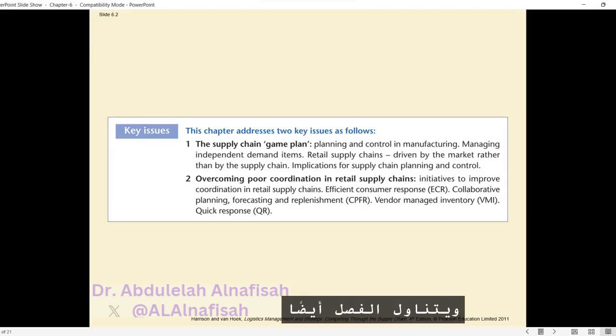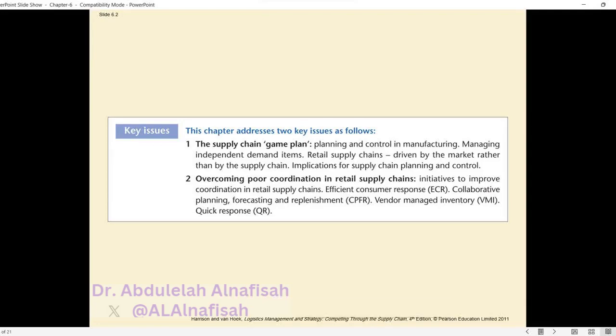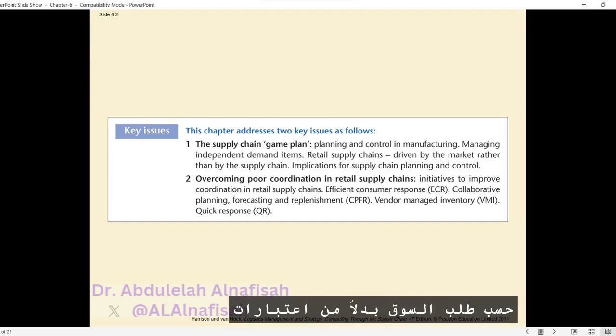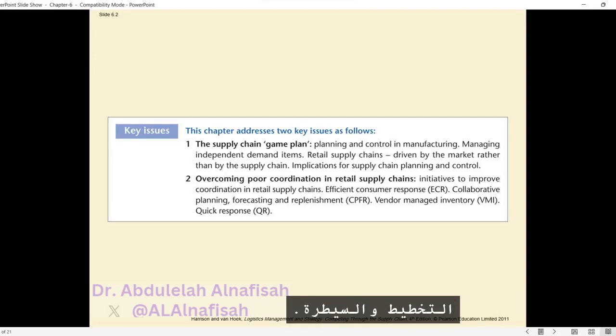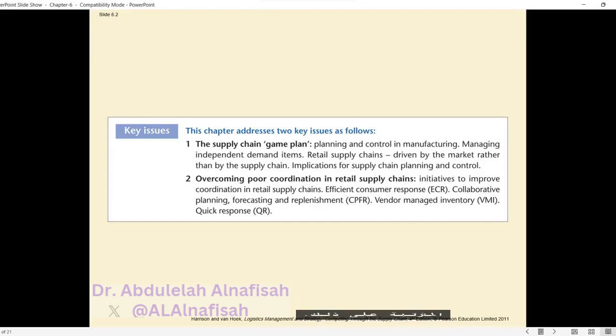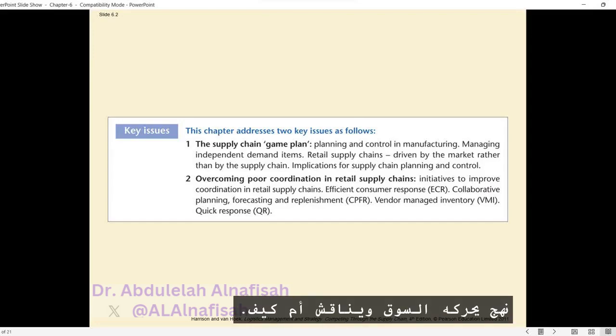The chapter also examines the unique characteristics of retail supply chains, which are driven by market demand rather than traditional supply chain considerations. This shift in focus poses specific challenges for supply chain planning and control. The chapter explores the implications of this market-driven approach and discusses how it affects decision-making processes in the supply chain.